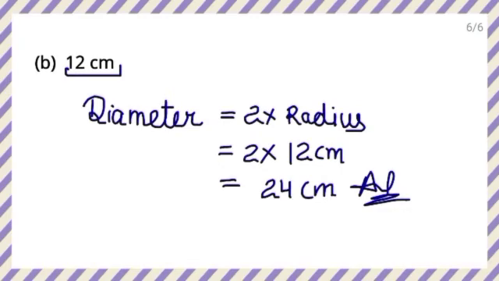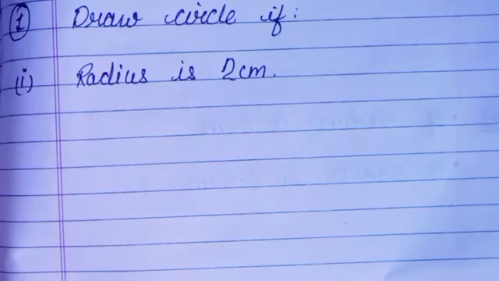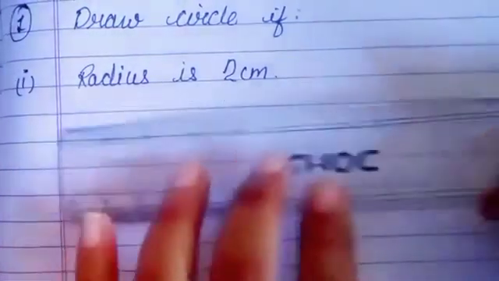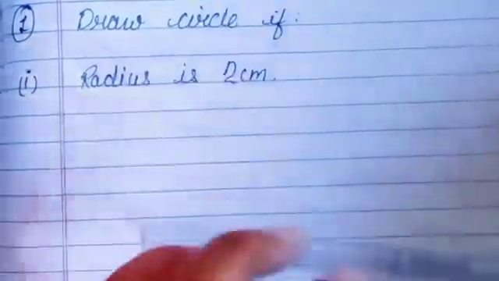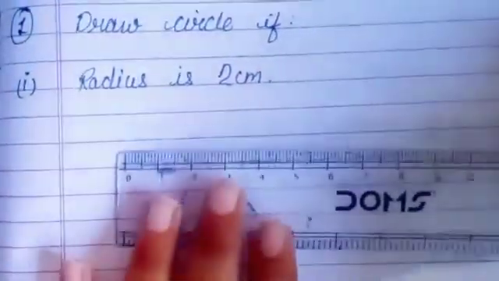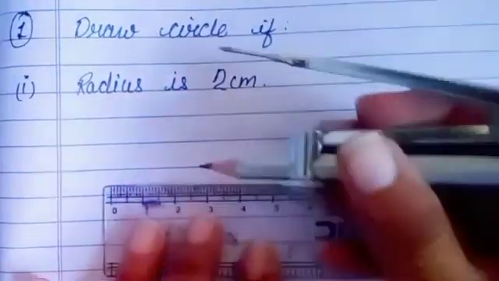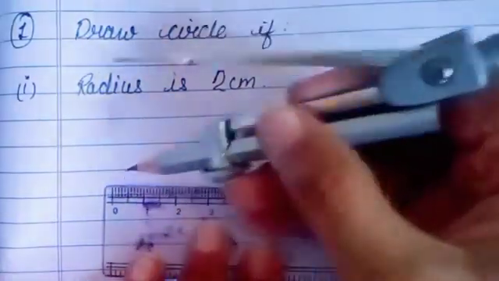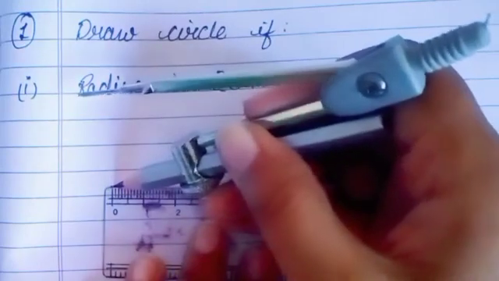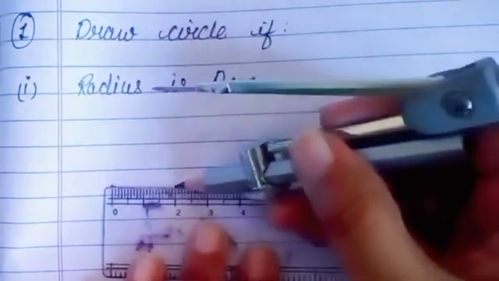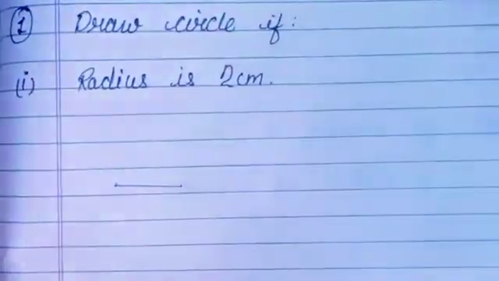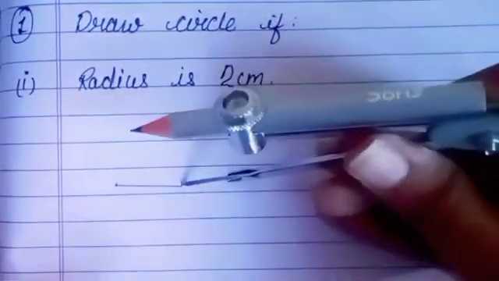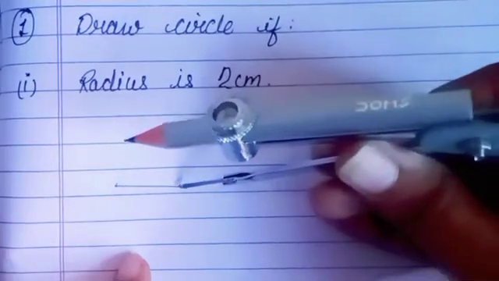Now let's understand how we can draw circles. Here radius is 2 centimeter. So first of all, this is called a ruler and this is a compass. First of all you will take the length of 2 centimeter, right? You can draw the line of 2 centimeter from 0, first point on 0 and second point on 2. Meet it, right?